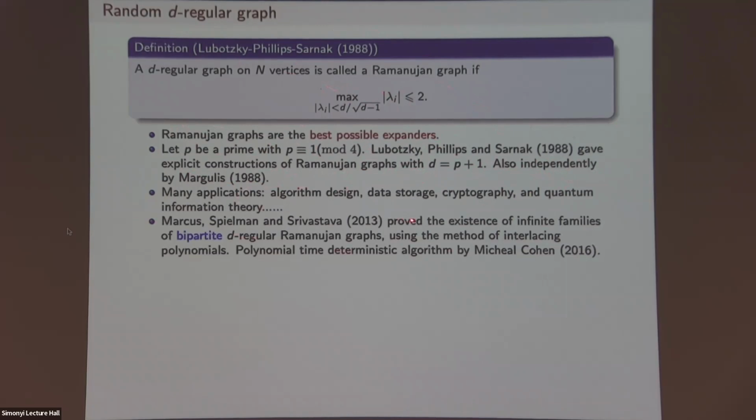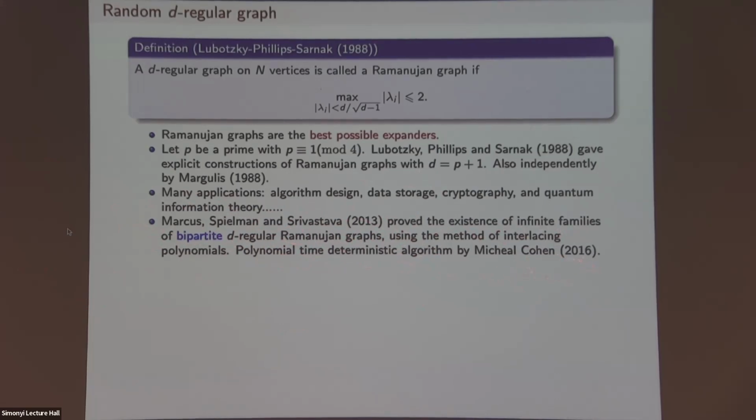I will not elaborate. One major problem is, does there exist an infinite family of Ramanujan graphs for any degree D? This question was only answered 10 years ago by Marcus, Spielman, and Srivastava. They proved there do exist infinite families of bipartite D-regular Ramanujan graphs for any degree D. Their first proof is an existence proof. Later, a polynomial algorithm was proposed by Michael Cohen.